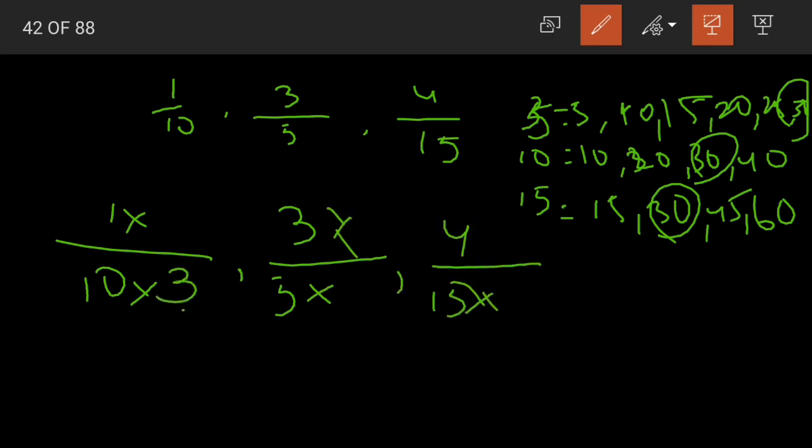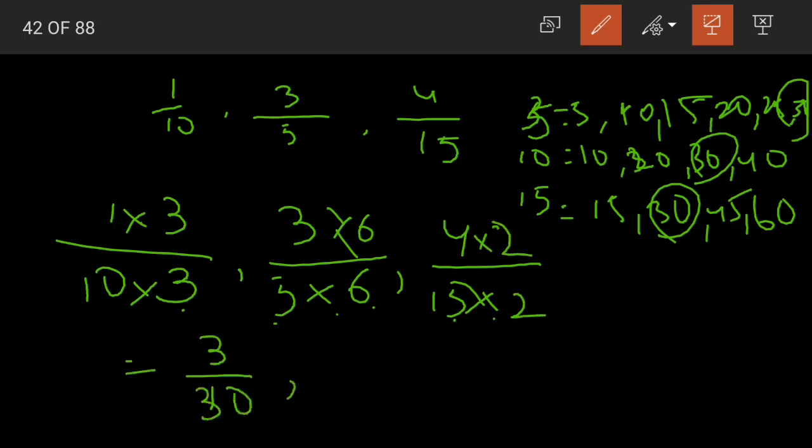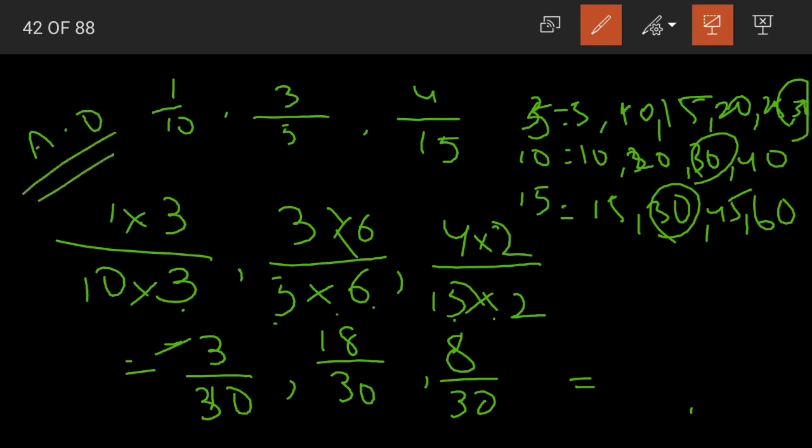10 into 3 is equal to 30. 5 into 6 is equal to 30. 15 into 2 is equal to 30. So 1 3s are 3, 3 6s are 18, 4 2s are 8. See children, now we are left with 3 like fractions. Now can you compare and tell me which is the smallest one? We are arranging in ascending order, right? Smallest to the largest. So 3 by 30 is the smallest one.